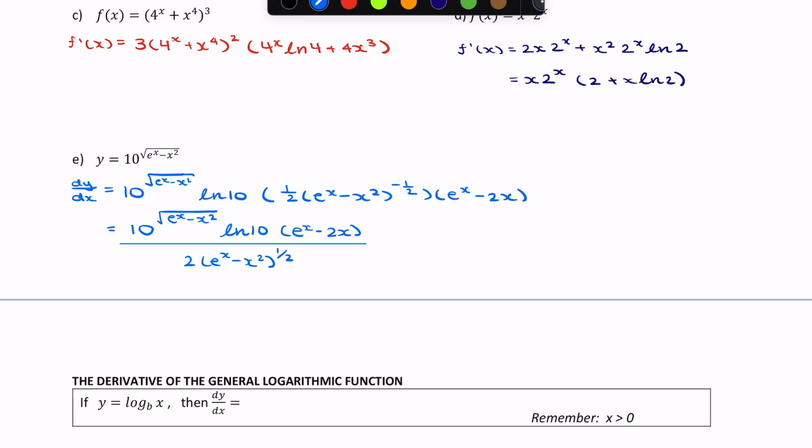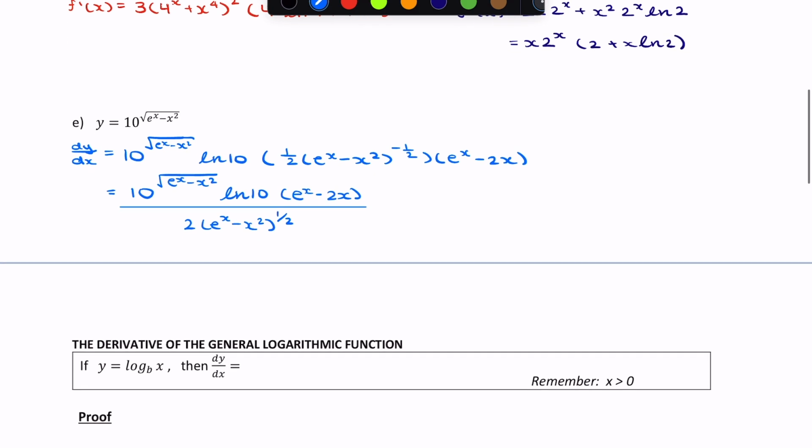Okay, so here, if we look at the derivative of the general logarithmic function, so if y is equal to log base b of x, then dy over dx is equal to 1 over x ln b. And remember here, x has to be greater than 0.